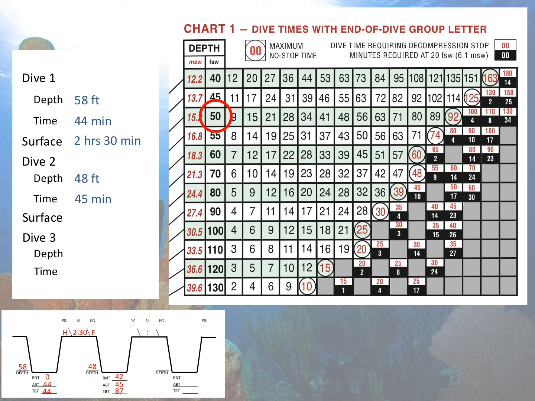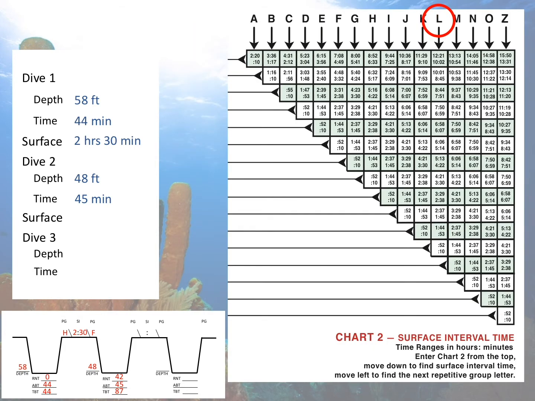Since we are happy with our current plan, we now move across the row to find our total bottom time of 87 minutes, which is 89 minutes on the chart, to then move downward to chart 2 to find our final pressure group. As long as you've done everything correctly, you should end up with a final pressure group of L. We complete our plan by writing this into our worksheet. You now have a full repetitive dive plan for 2 dives.